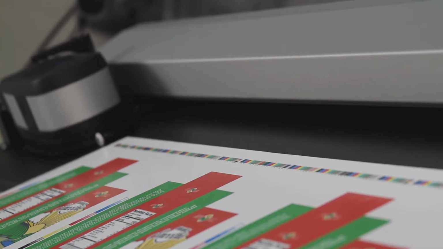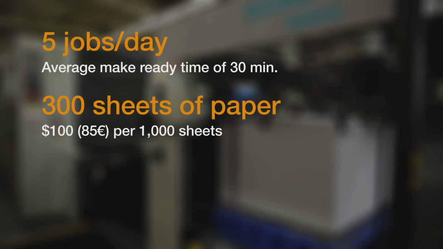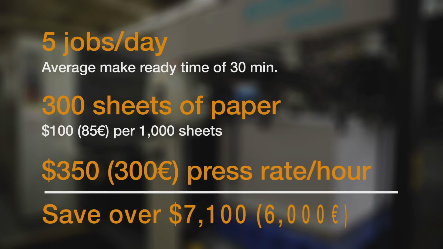The return on the investment can be seen in as little as 6 to 9 months. For example, if you run 5 jobs a day with an average make ready of 30 minutes, a closed loop system could save you over $7,100 a month and pay for itself in just 6 months.